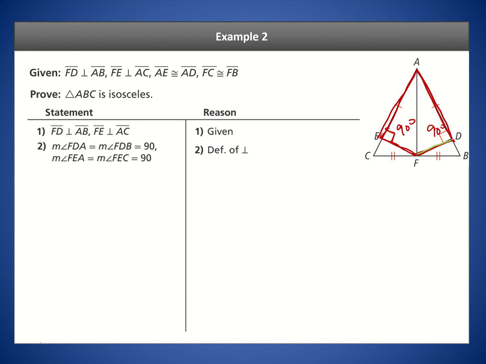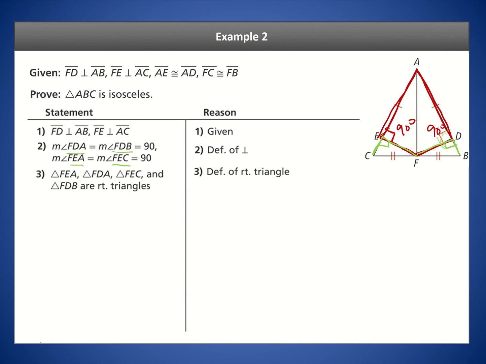We also know that FDB is also a right angle. Why? Because remember that 90 degrees and 90 degrees adds up to 180, and a straight line adds up to 180, and it's perpendicular, so we know it's going to be 90 degrees. Similarly, FEC is also 90 degrees. And because of that, they're equal to each other, which is why we say FDA is equal to FDB, FEA is equal to FEC. So really, they're all equal to each other. That's the definition of perpendicular angles.